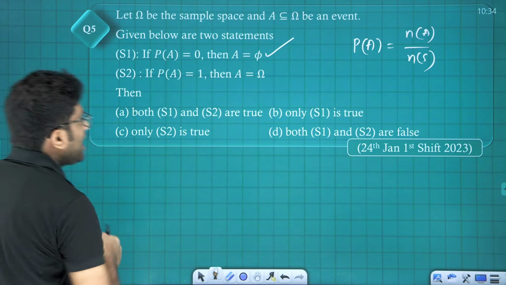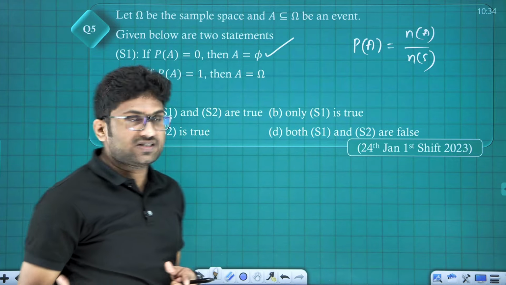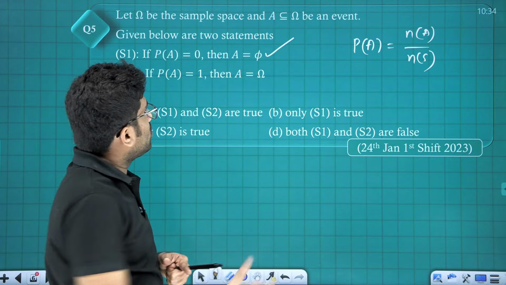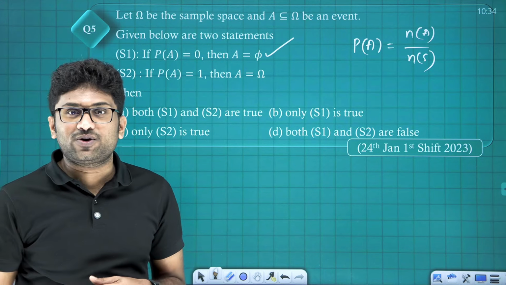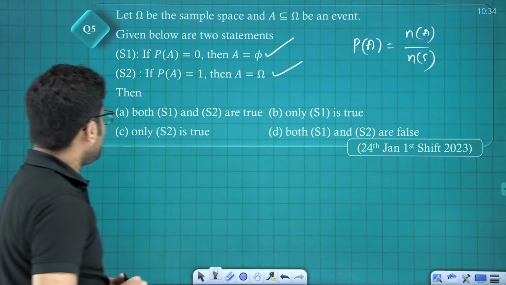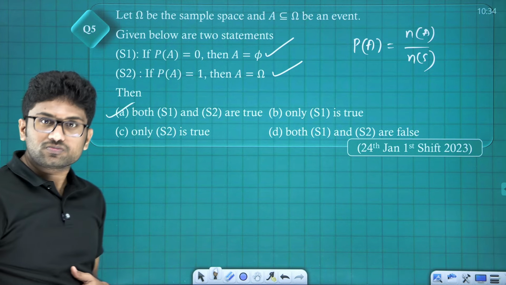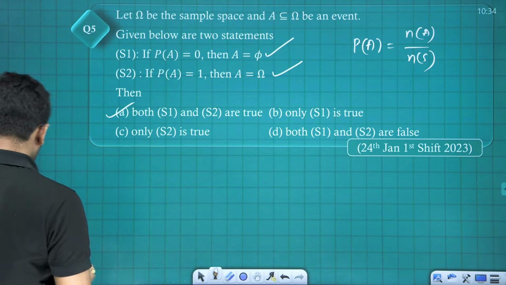Next, if P of A is 1, that means n of A is equal to n of S. So that means A is equal to the sample space only. Clear? A is equal to the sample space. So clearly both S1 and S2, both the statements are true. Next.